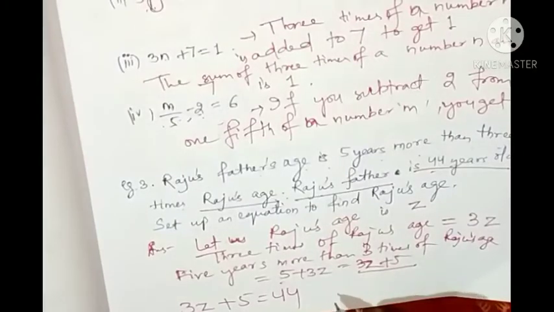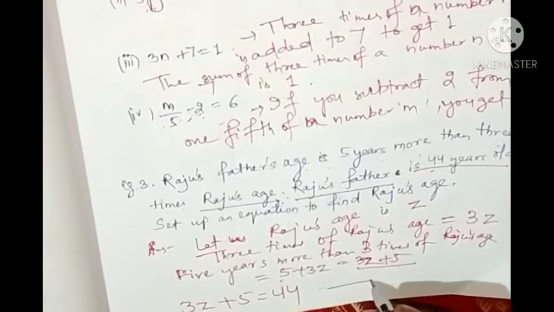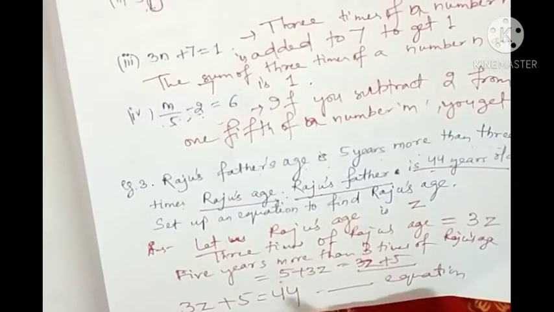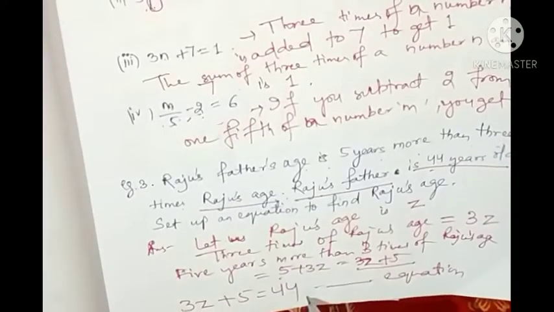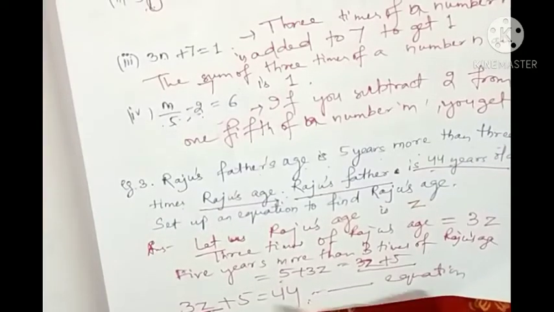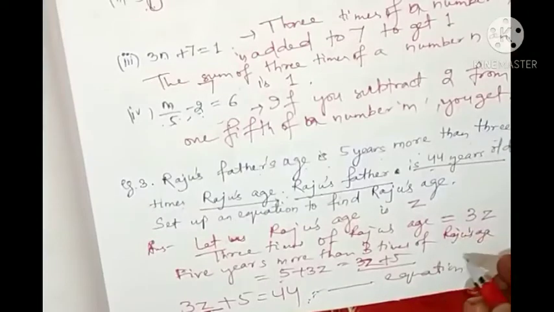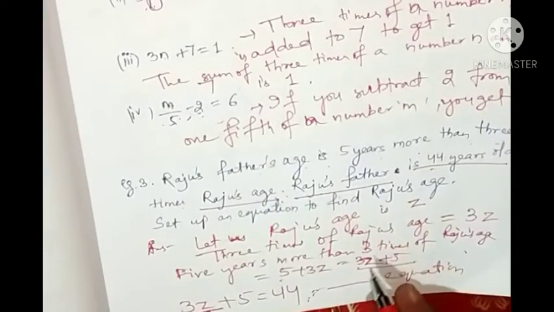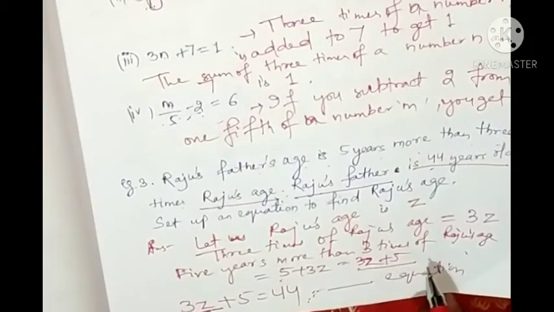So this is your equation for finding Raju's age. In this equation you can find out Raju's age. Raju's age is Z. You can find out the Z value using this equation. So this is the equation for finding Raju's age.